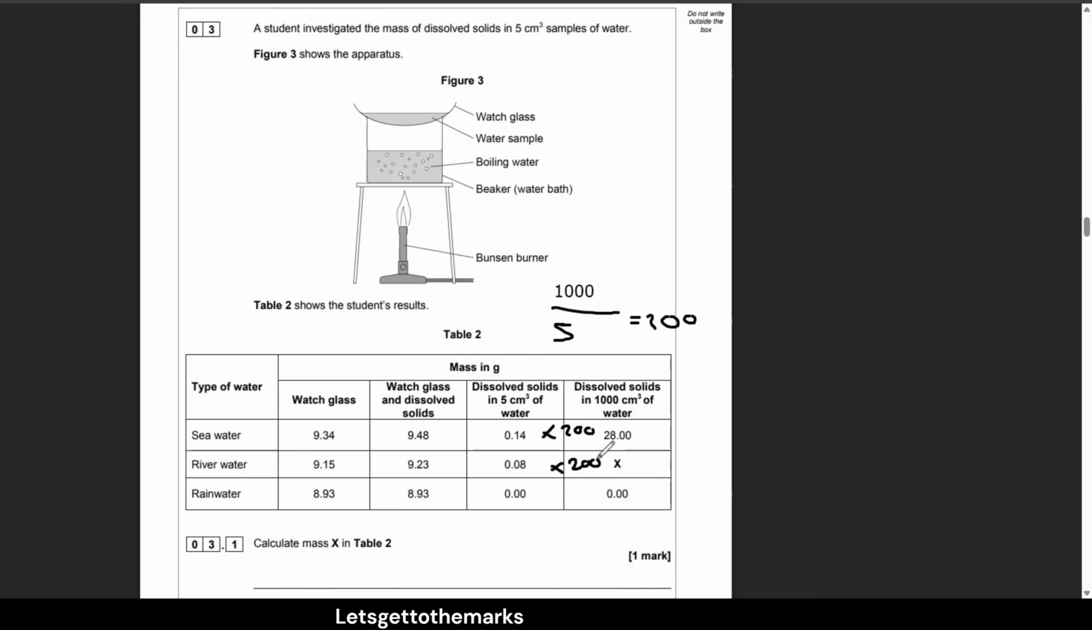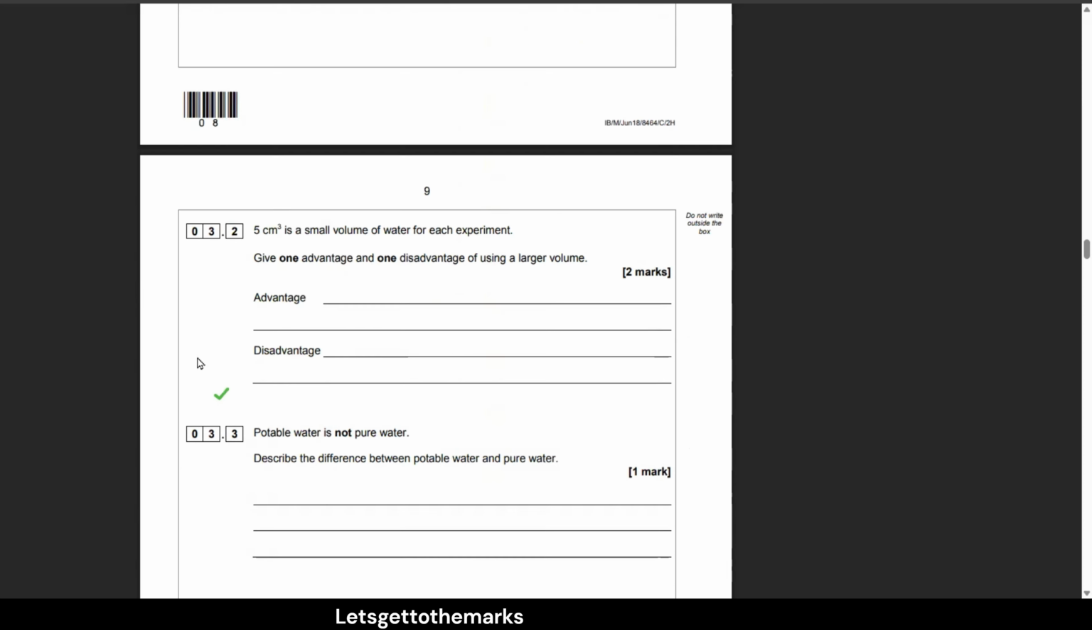Now, I explained there's more than one way to do this, but there we go. The answer is 16, folks. So X would be 16. Let's give ourselves a tick. Okay, bit of mental maths. Like I said, they love a bit of mental maths. So you just got to think on your feet with those ones.